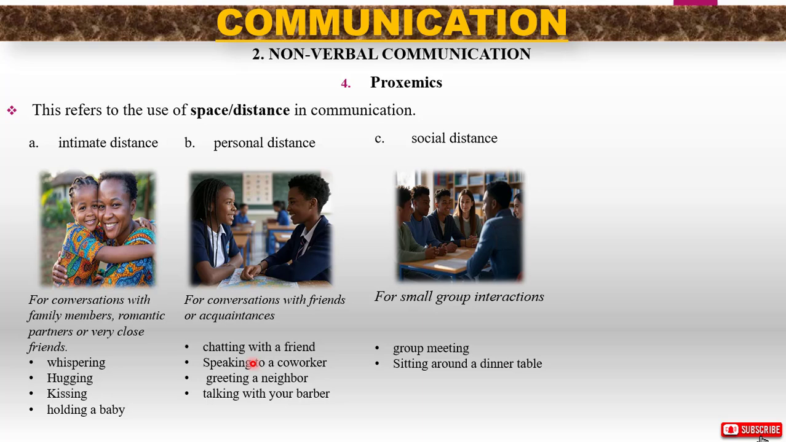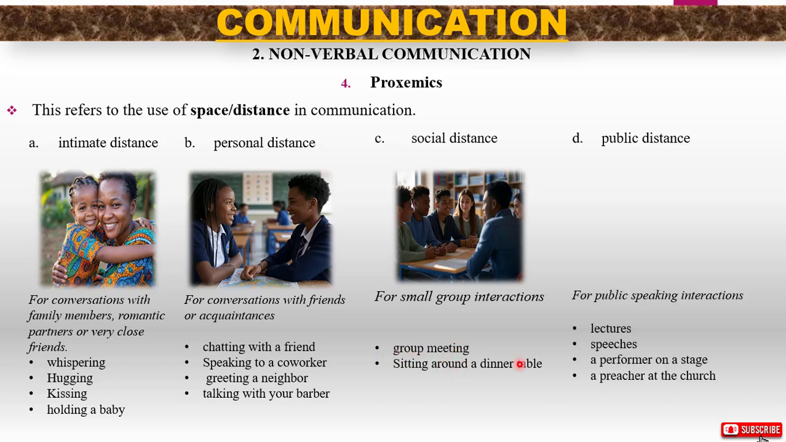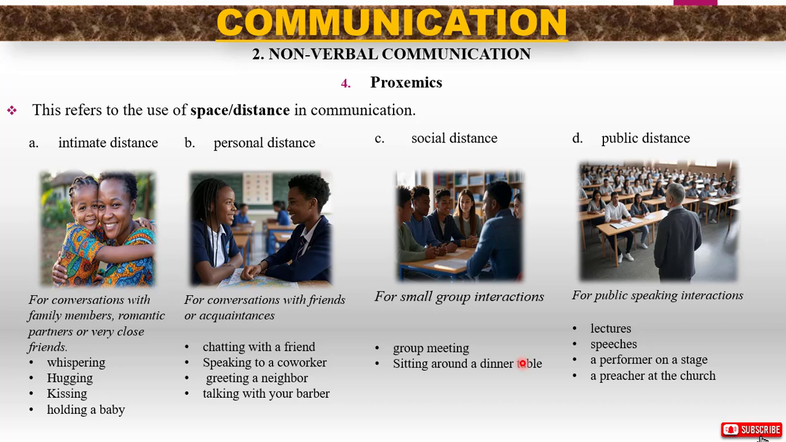We also maintain social distance whenever there are small group interactions, for example, during a group meeting or sitting around a dinner table. What about public distance? This is useful for public speaking interactions. For example, we maintain public distance during lectures, when we are giving a speech, when performers are on stage, or when a preacher is at the church delivering sermons. So all these are forms of proximics.